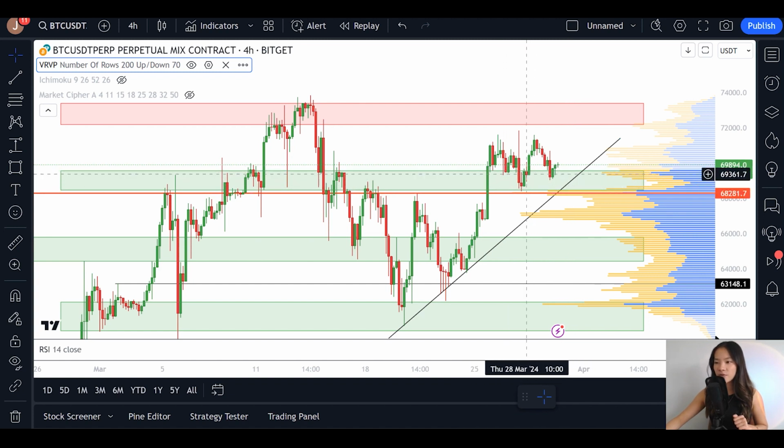And that's exactly what we saw here. So we saw a test of this range here as a base of support, and we found that it actually holds. So it's a very strong, good and established level of support. We have retested it and bounced from it.